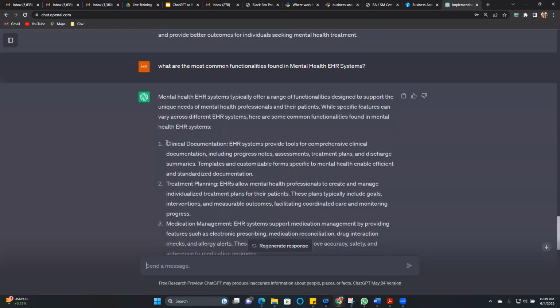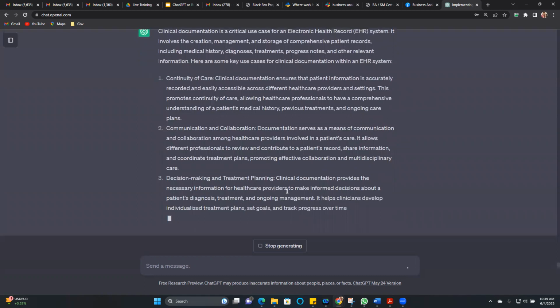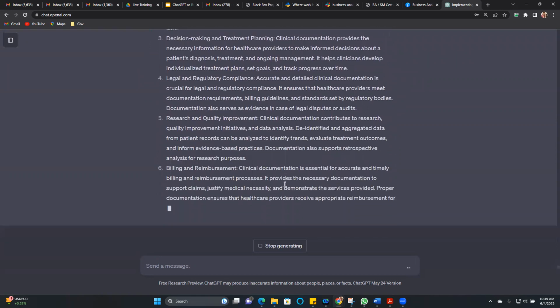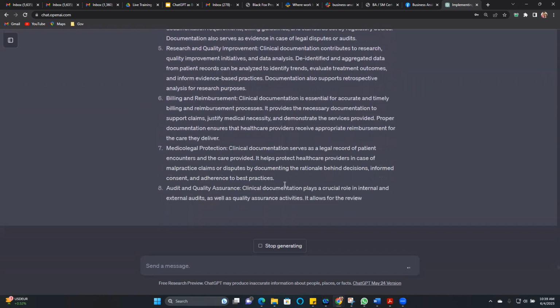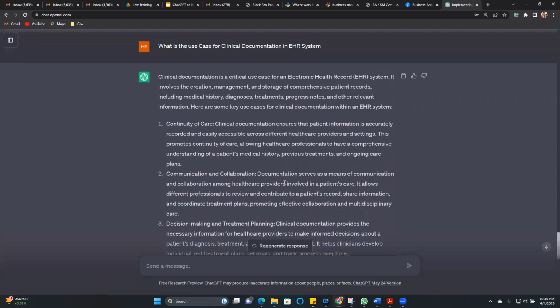So let me see. This may get a little tricky, but let's see. Use case for clinical documentation and EHR tool system. Okay, so it doesn't give me what I was looking for.